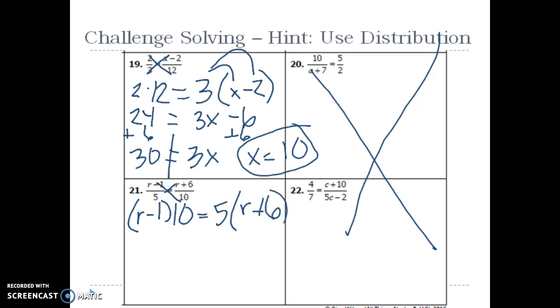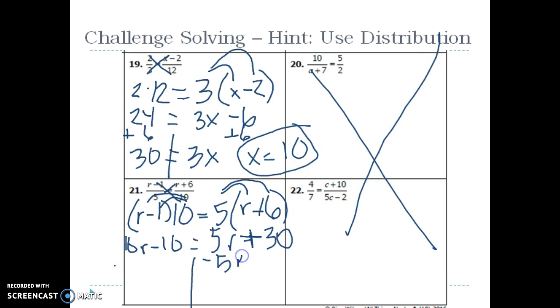So we need to distribute. So on the right side, it's very clear to see that distribution next to parentheses. 5r plus 6 times 5, or 30. Sorry, that's a plus sign. And on the left side, even though the 10's behind the parentheses, it still means distribute. So we have 10r minus 10. Big key here, get the r's on the same side. I'm going to subtract 5r. Now it's just simplify and solve.